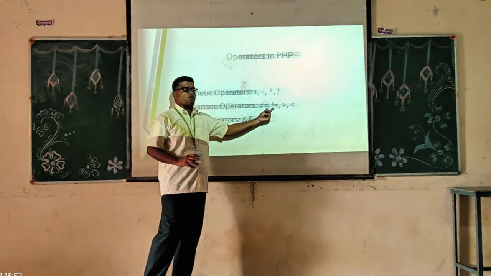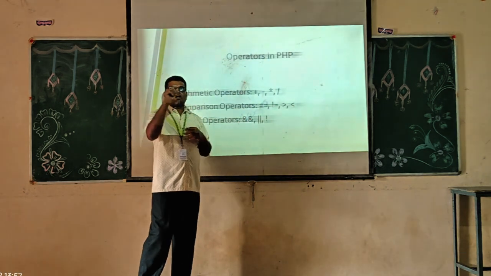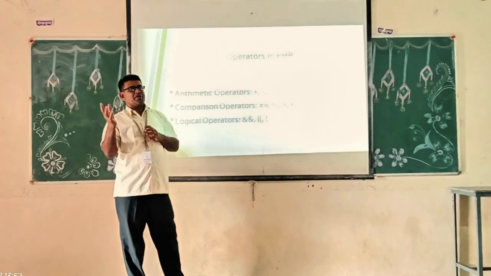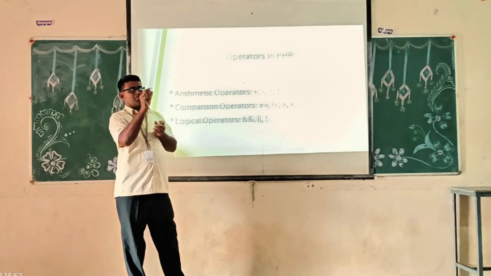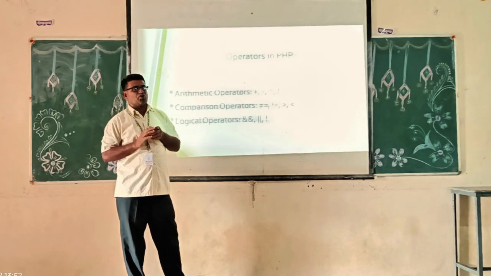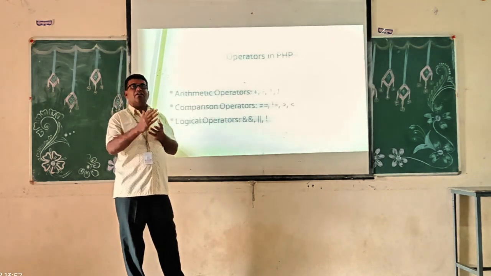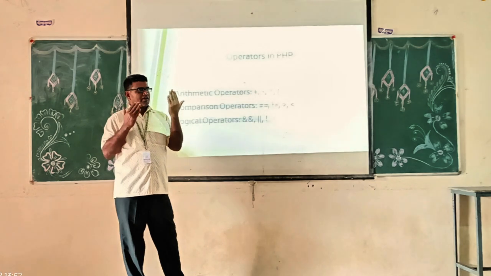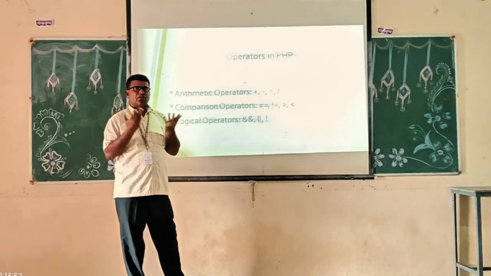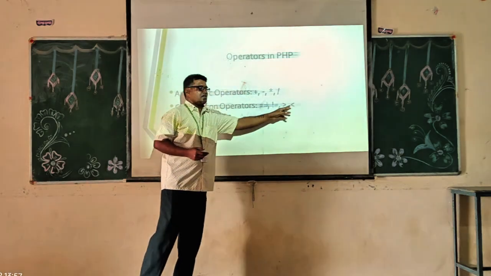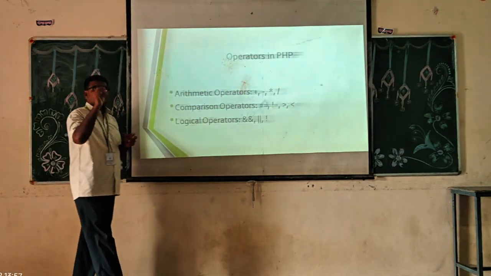And then not equal. Not equal means A not equal to B. So what is the meaning of A not equal to B? A for example 10, B for example 20. A not equal to B is true or false. 10 not equal to 20. Is 10 equal to 20? No. So it is true. And then greater than and lesser than. So these are the comparison operators.